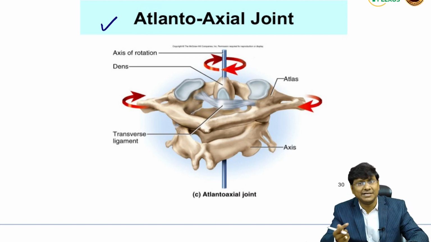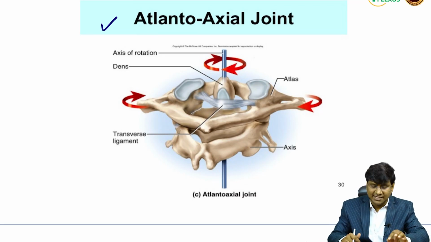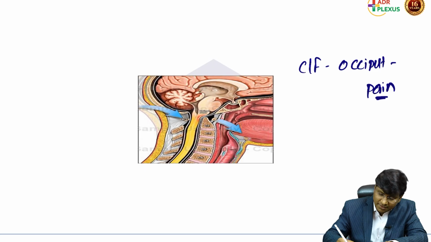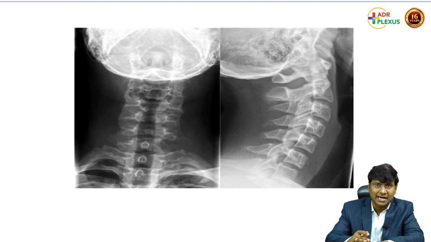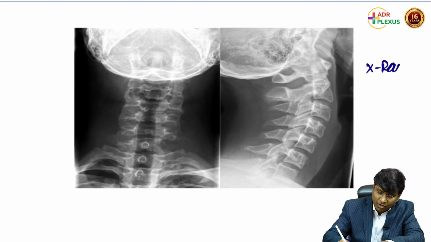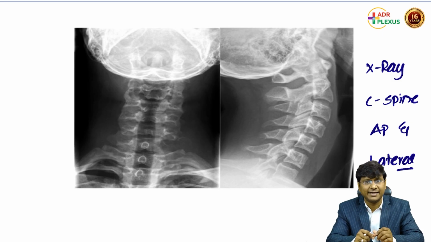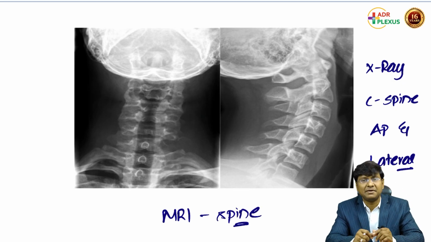And you will have the atlantoaxial dislocation, where C1 and C2 vertebral dislocation causes spastic quadriparesis. The classical clinical presentation of these patients is pain in the occiput, radiating up to the cervical spine. Along with that, on examination, you have the presence of spastic quadriparesis. How will you diagnose atlantoaxial dislocation? You need to take the X-ray of the cervical spine, in both the AP and the lateral view. And the confirmation is by the MRI of the spine.